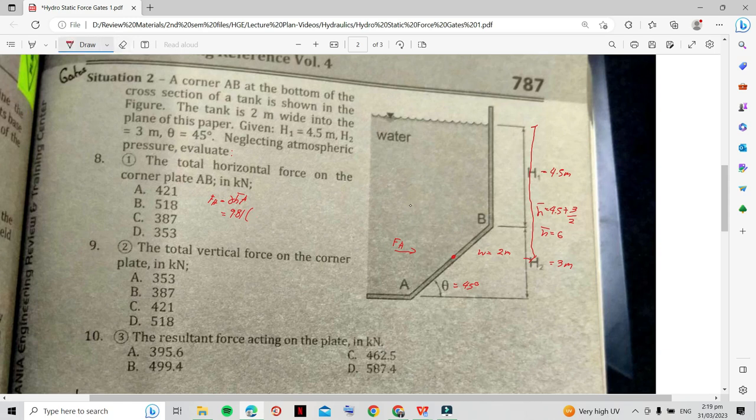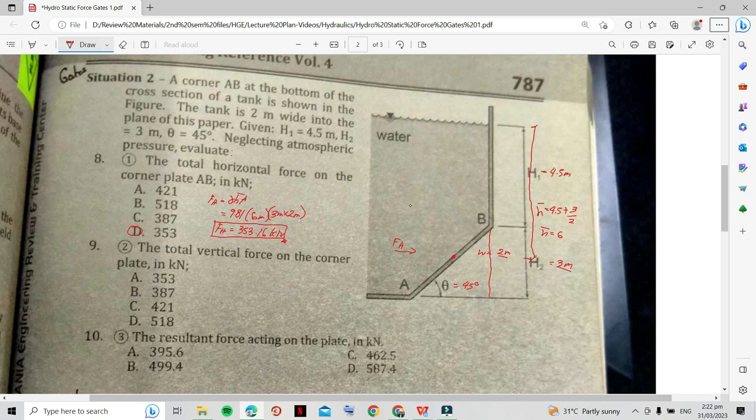6 meters. And then the area considered is this portion, this height, multiplied by the strip, which is 2 meters. So this is 3 meters times 2 meters. Horizontal force is equal to 353.16. The unit is kilonewton. So that's the answer, letter D.